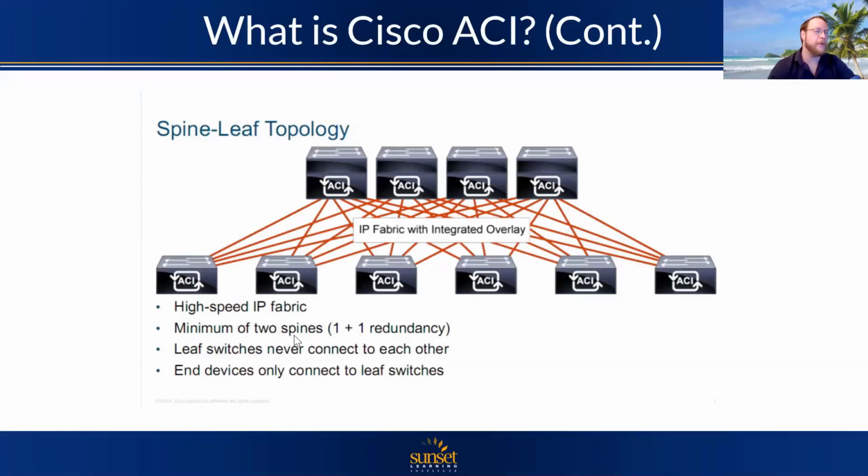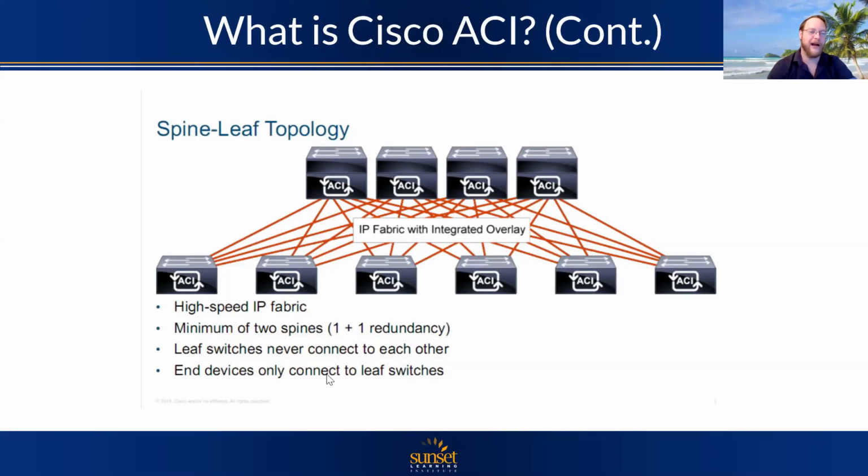You have a minimum of 2 spines. Now, the reason why we have 2 spines, there's actually a couple of different reasons, but the spines are the backbone. You don't want one and have that backbone go offline. Then you're going to have a real bad day. So leaves never connect to each other. That is absolutely correct. There's actually 2 things, LLDP and the miswiring protocol, that watch for that. And if it sees it, it'll shut down those ports.